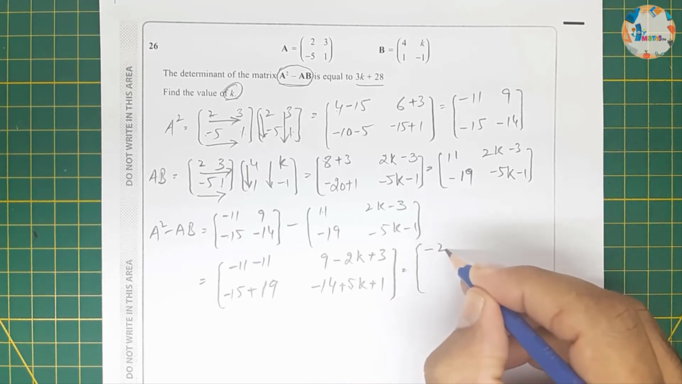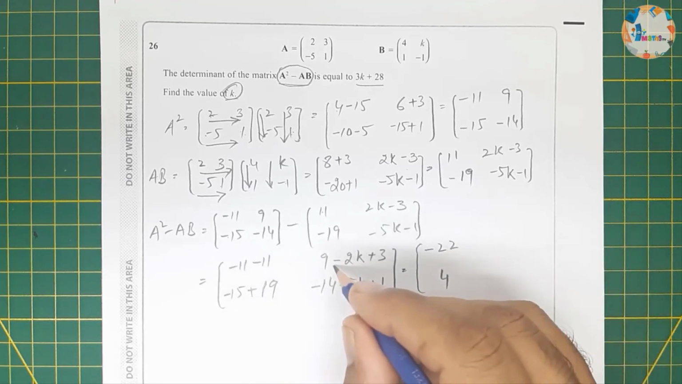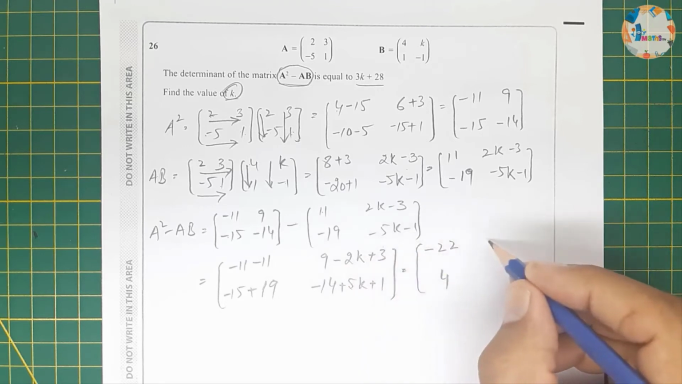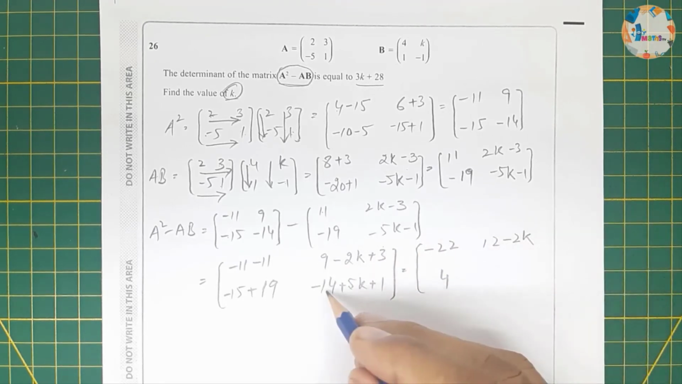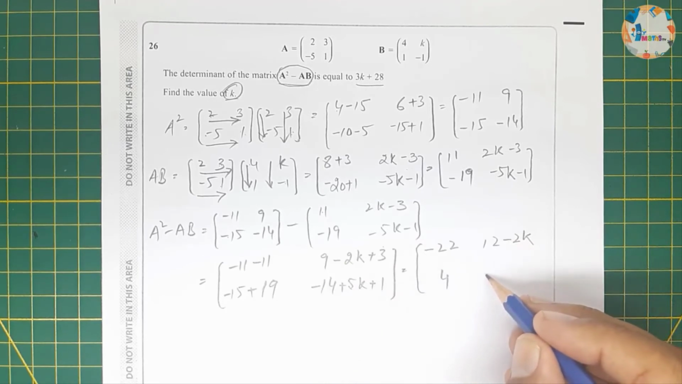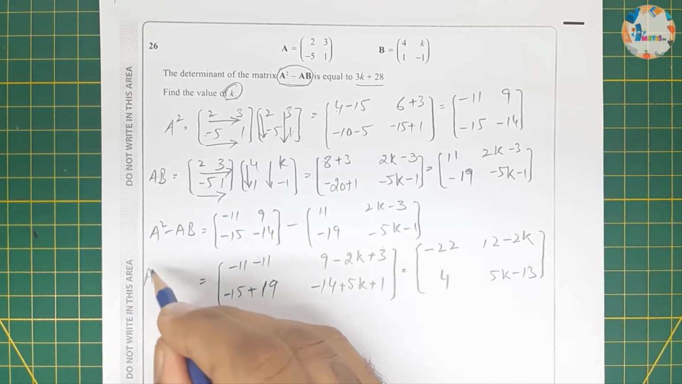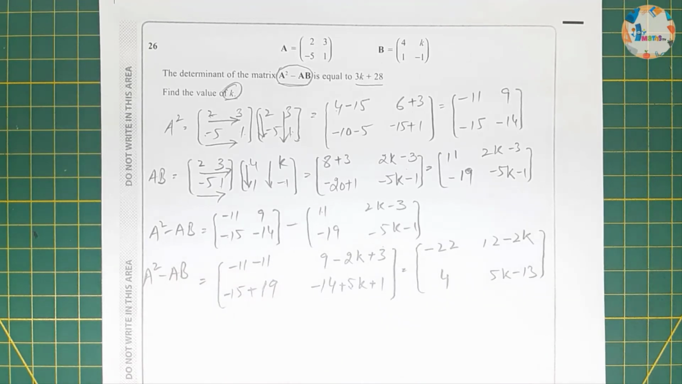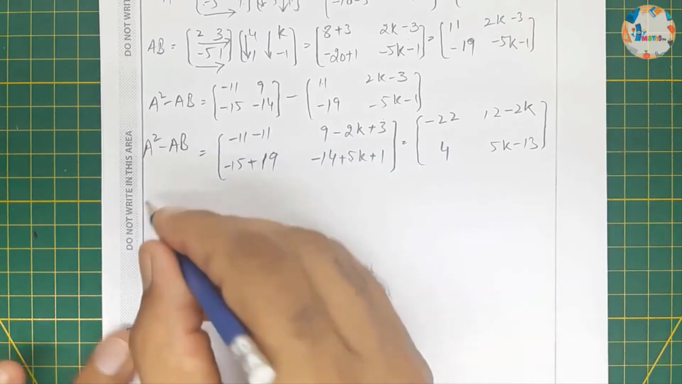This will be minus 22 and this one will be 4. This will be 6, 9, 10, 11, 12. So 12 minus 2k, and this one will be minus 13. So 5k minus 13 will be this matrix. We got basically this is A square minus AB, and next step is determinant of A square minus AB.